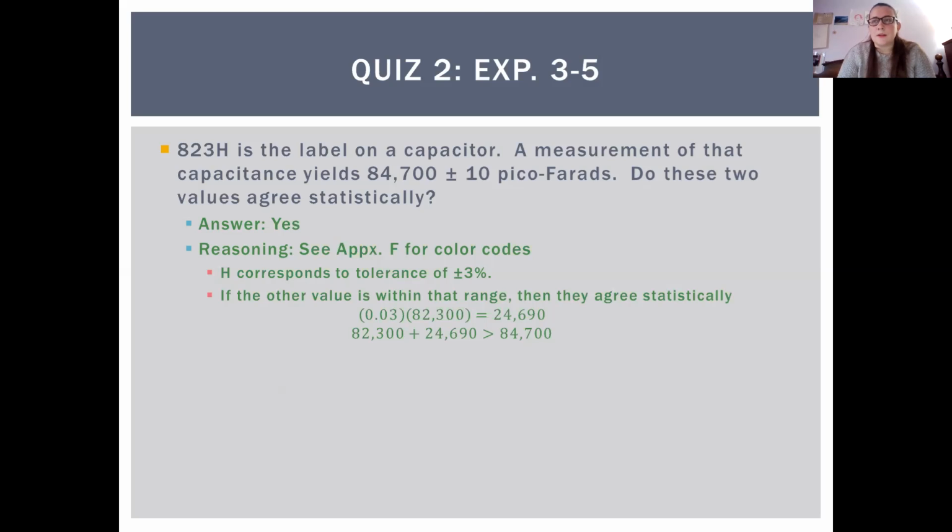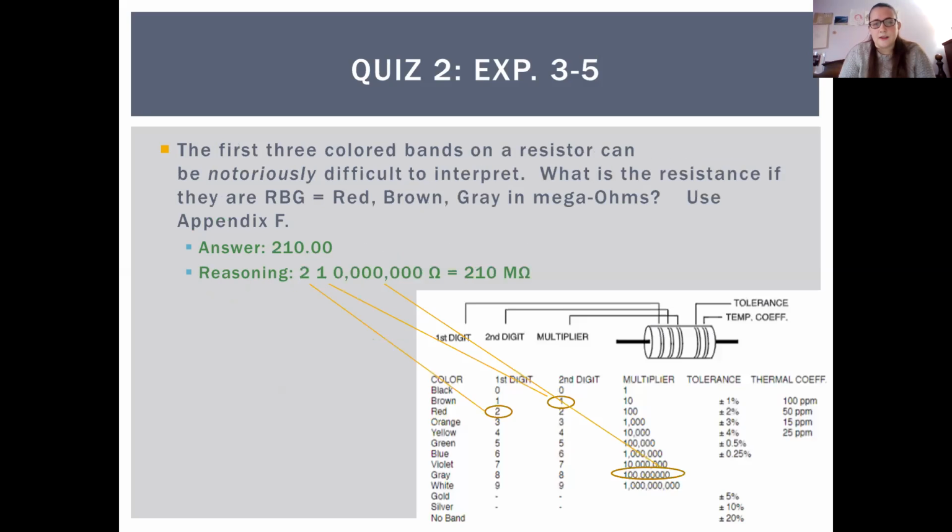And those numbers seem incredibly large compared to the measurements that we took in lab. But you have to remember that this unit is picofarads, which is times 10 to the negative 12. So these are actually very, very small capacitances, even though they seem really large. Okay, again, this chart comes from Appendix F. I just took a screenshot of it and put it in there for you.